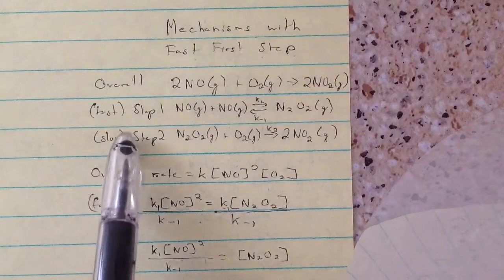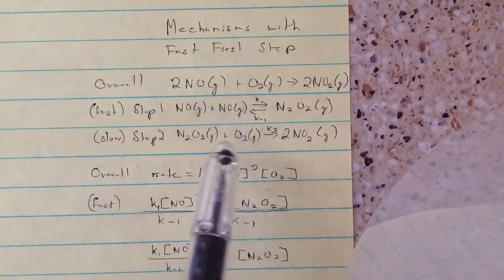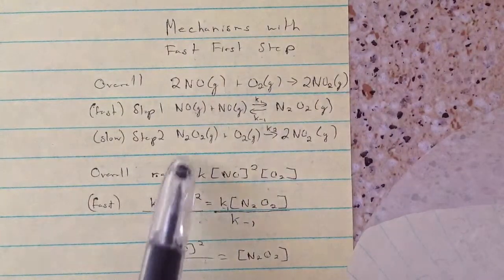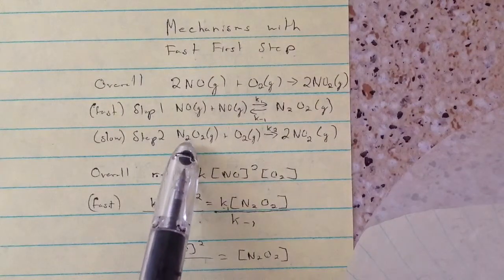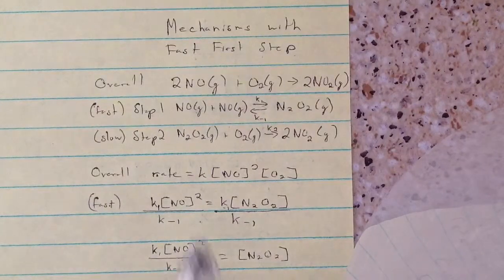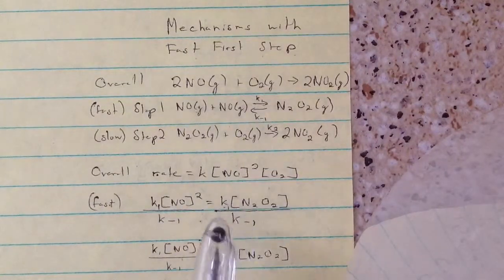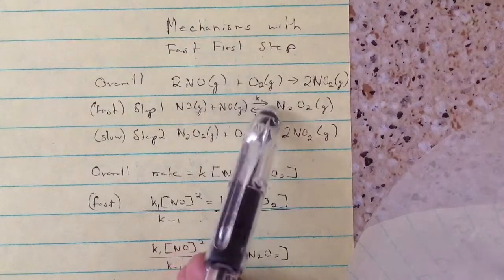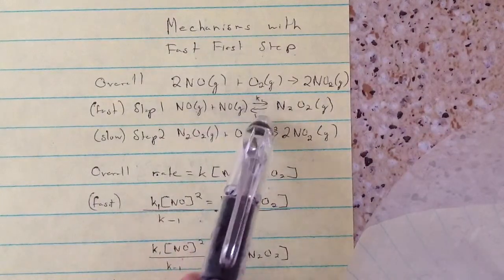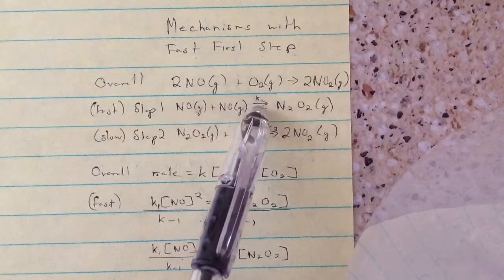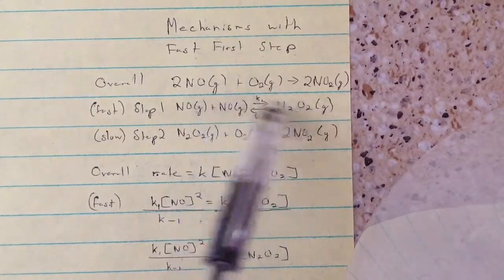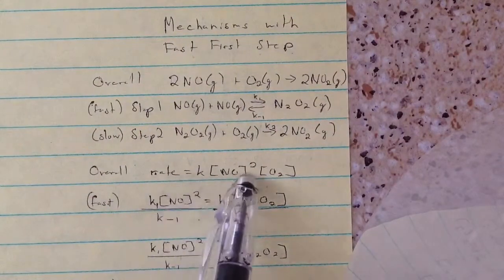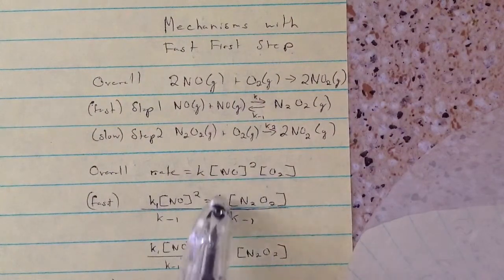The next, the slow step has to have the same rate law as the overall. And right now, the rate law is not equal, but we can make it. So you look at the fast step, and then you see that it's a dynamic equilibrium. So if we write the rate laws for each of these, we can actually set them equal to each other. So the rate law for the overall is this, and they give you that.